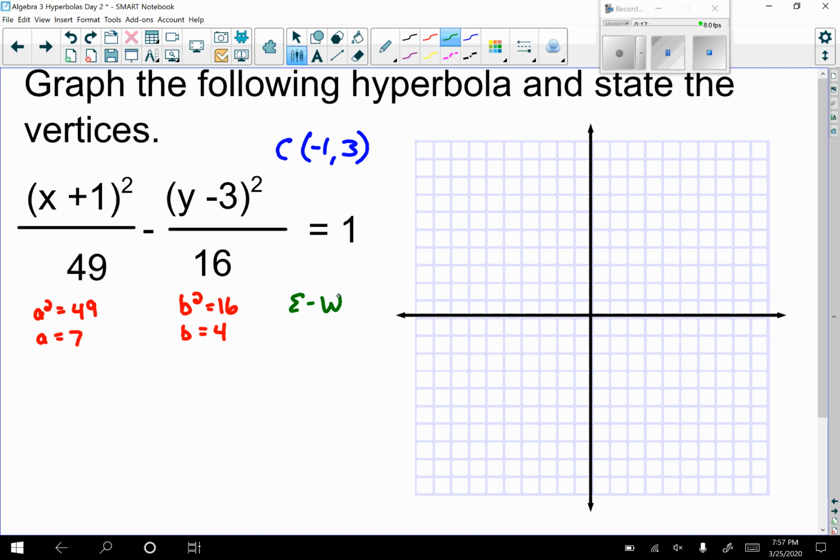So our slopes of our asymptotes, plus or minus, we start with whatever's under y. So that's a 16, which means it's going to be the square root of that. So it's plus or minus 4 over 7. So we could put our center carefully. Now again, all of these, I'm just counting by 1, are -1, 3. And from this center, I'm going to count up 4 and over 7.